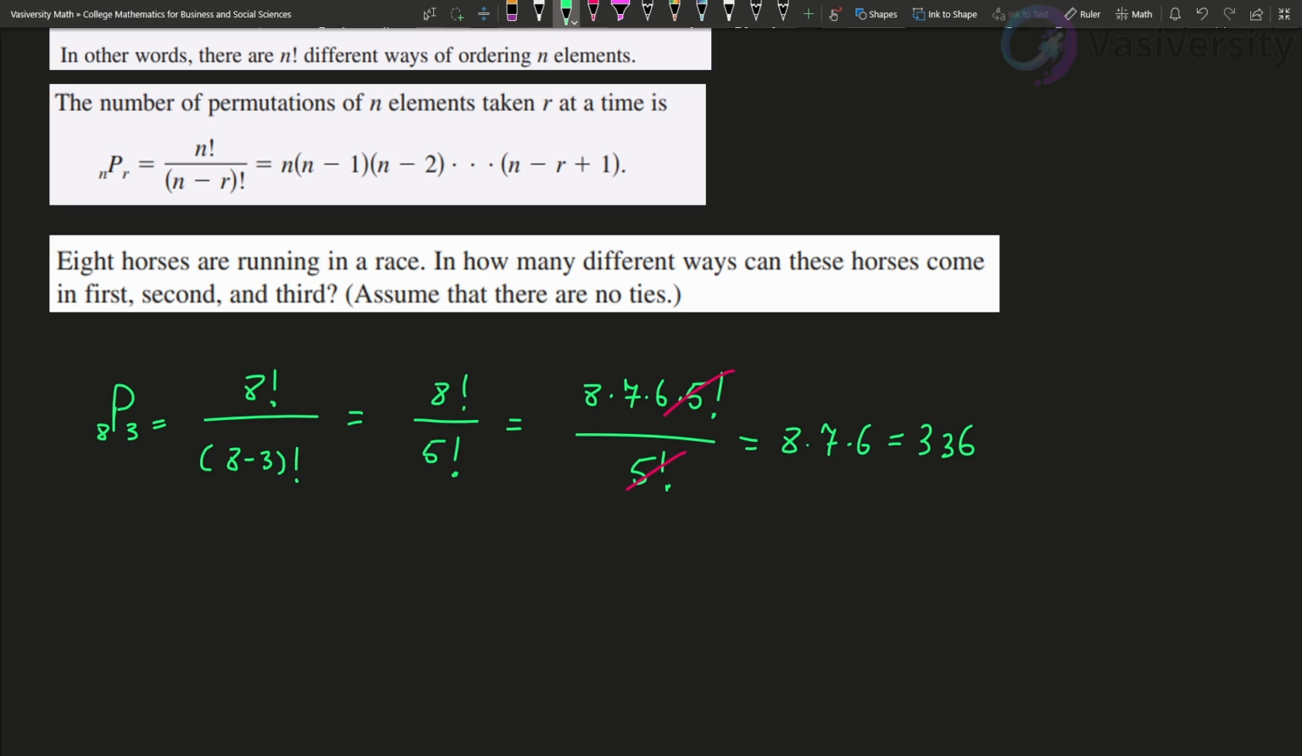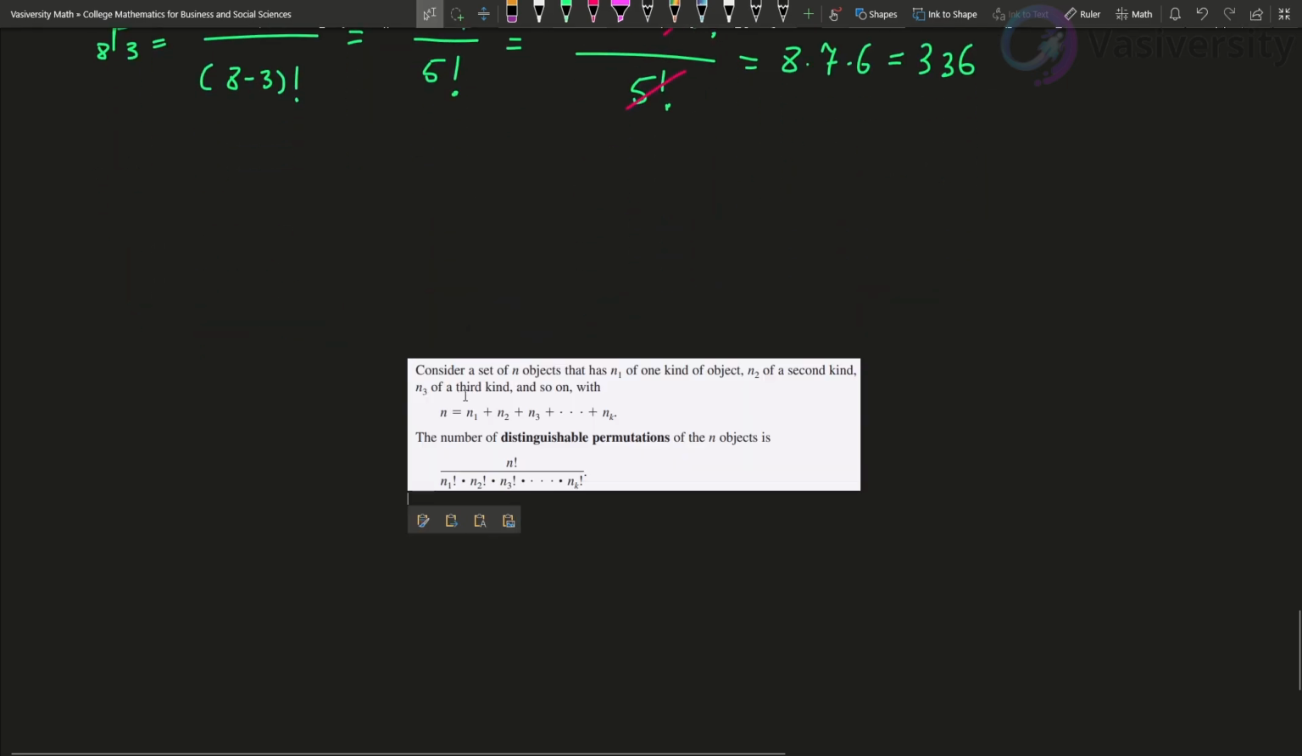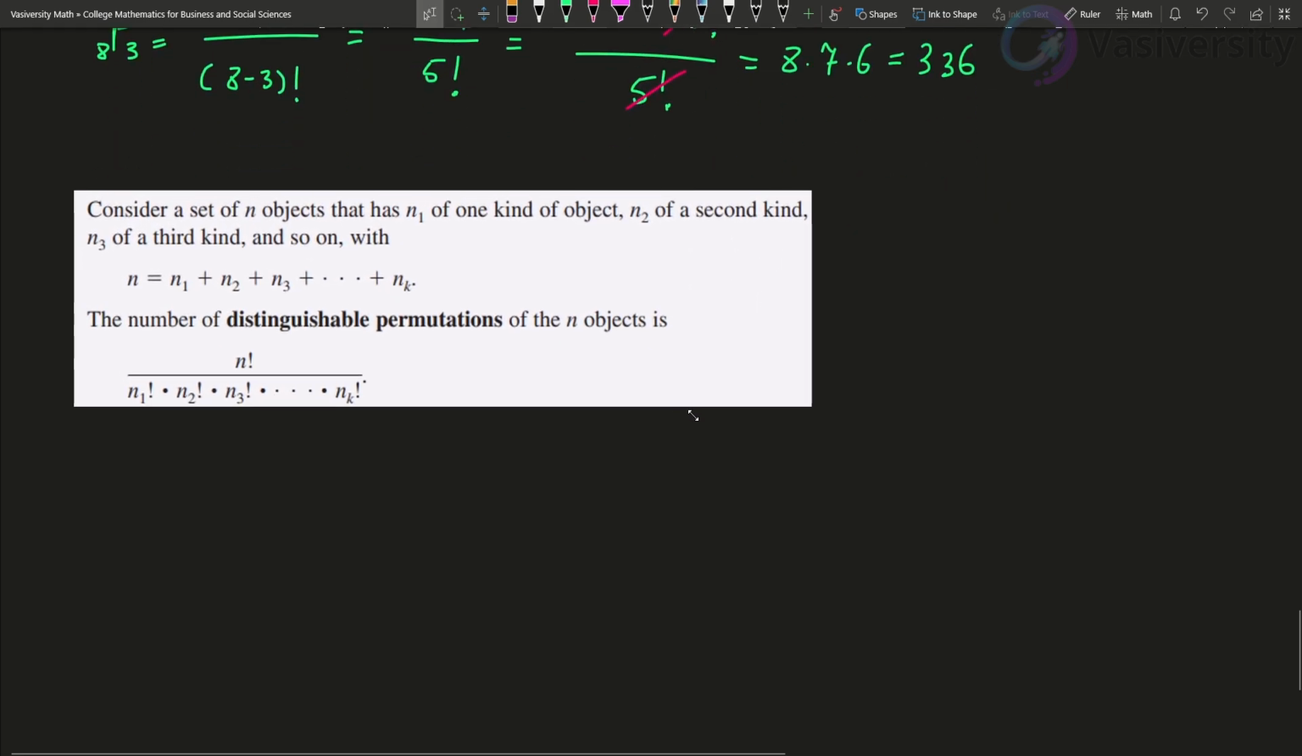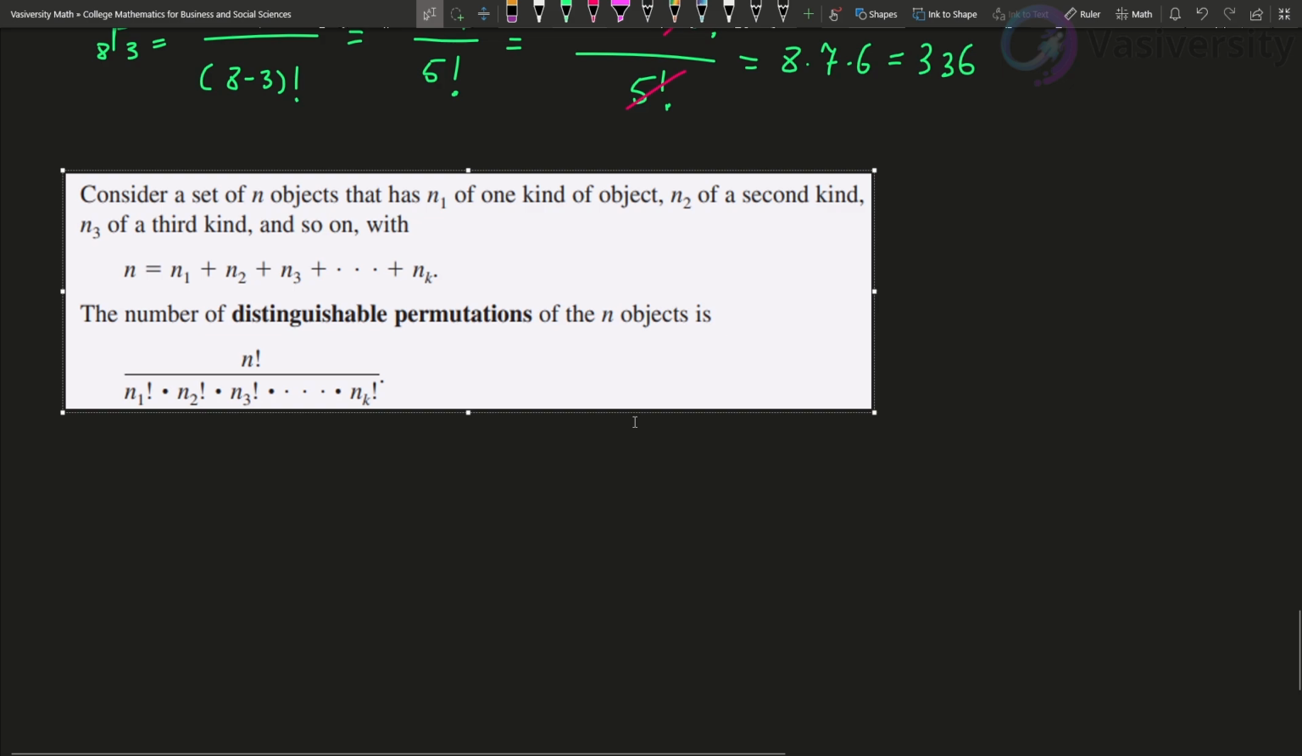Now we can also have distinguishable permutations. The definition of distinguishable permutations is: consider a set of n objects that has n1 of one kind of object, n2 of a second kind, n3 of a third kind, and so on, with the total number n being the sum of them. The number of distinguishable permutations of the objects is as follows, and that would be a multiplication in the denominator.